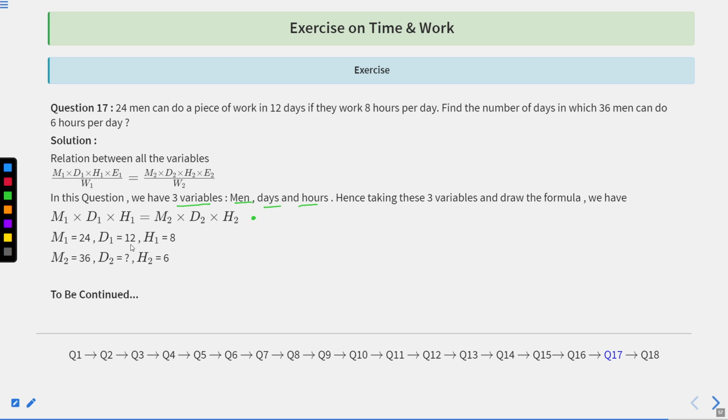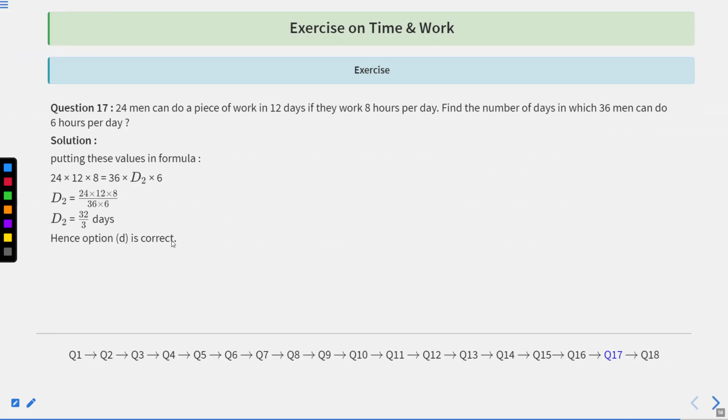So M1 is 24, D1 is 12, H1 is 8, M2 is 36, D2 is unknown, and H2 is 6. So putting these values in the formula, I will have 24 times 12 times 8 equal to 36 times D2 times 6. So the correct answer here is 32 by 3 days. So the correct option here is option D.